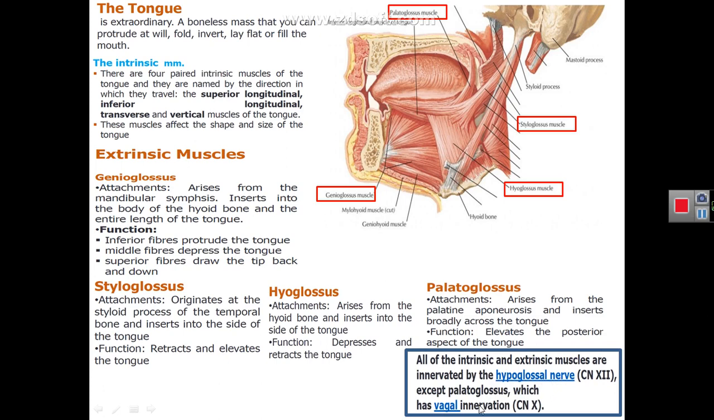the 12th cranial nerve, except palatoglossus muscle, which is supplied by the vagus nerve, that is the 10th cranial nerve. And actually, because palatoglossus is a muscle that is considered a muscle of the tongue and also a muscle of the soft palate, it is supplied by the vagus nerve, which is the nerve supplying all muscles of the soft palate.